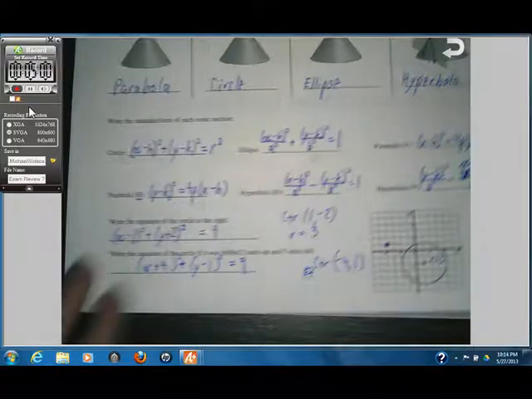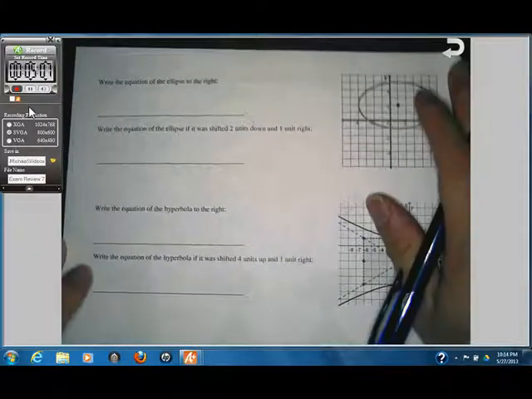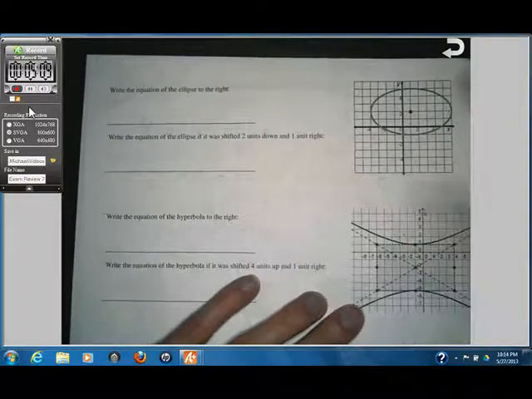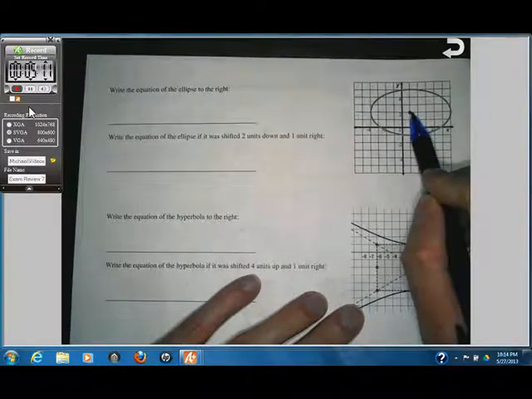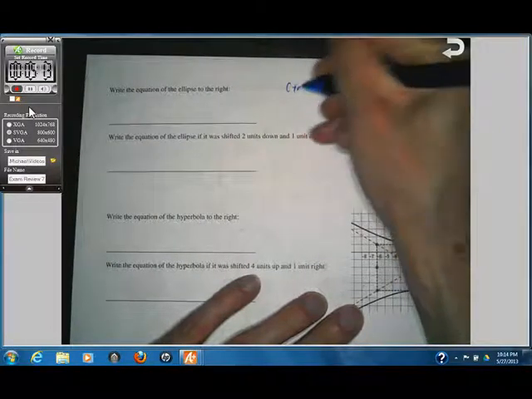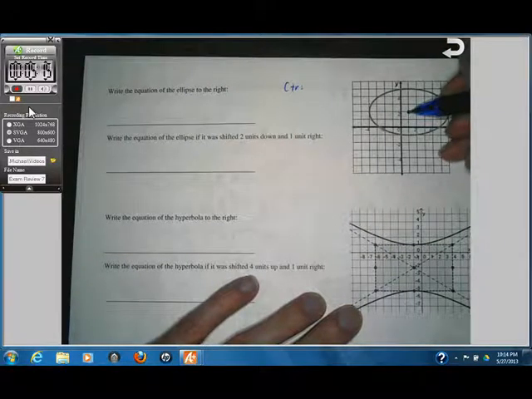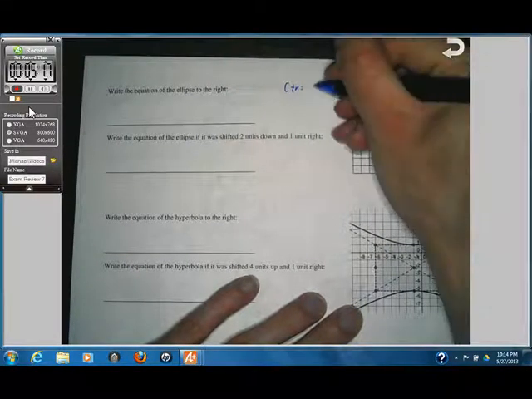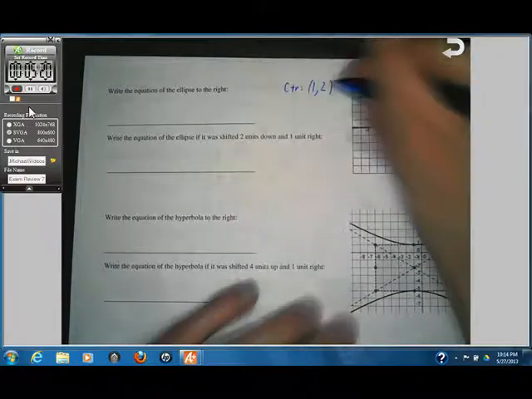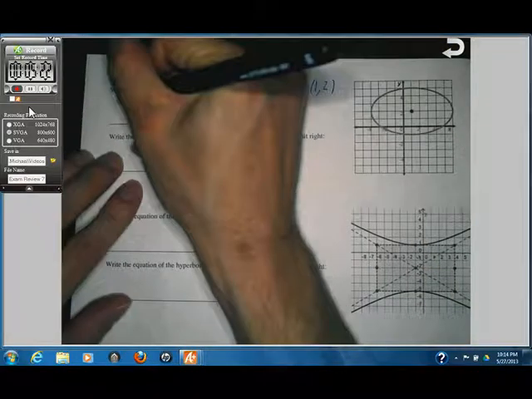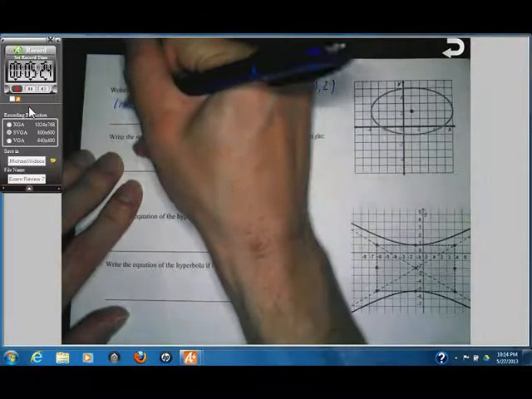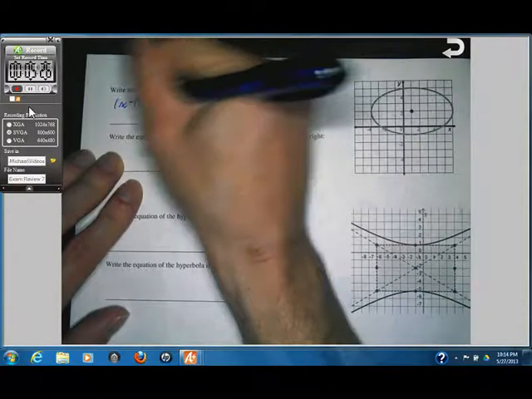Once again, you have your ellipse. We're going to find our center. Our center is going to be 1, 2. So that tells us that we're going to have x minus 1 squared over something plus y minus 2 squared over something else is going to equal 1.